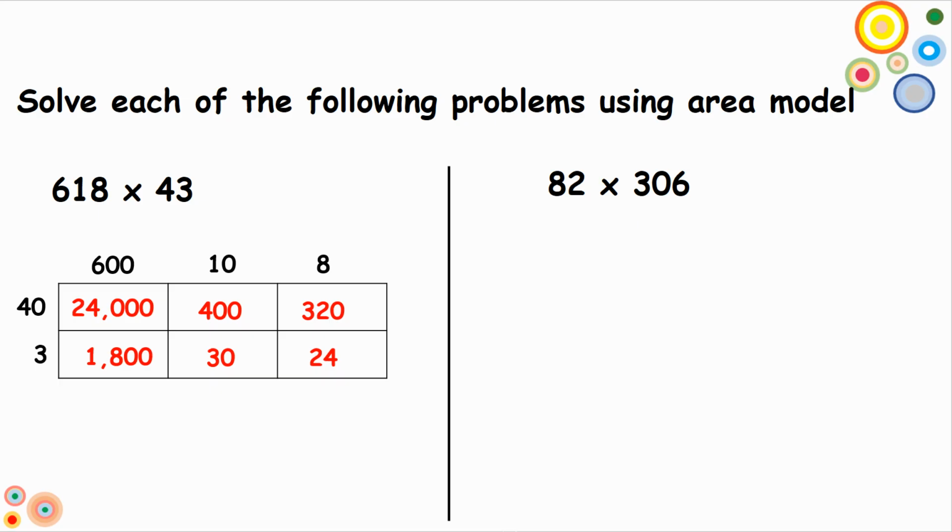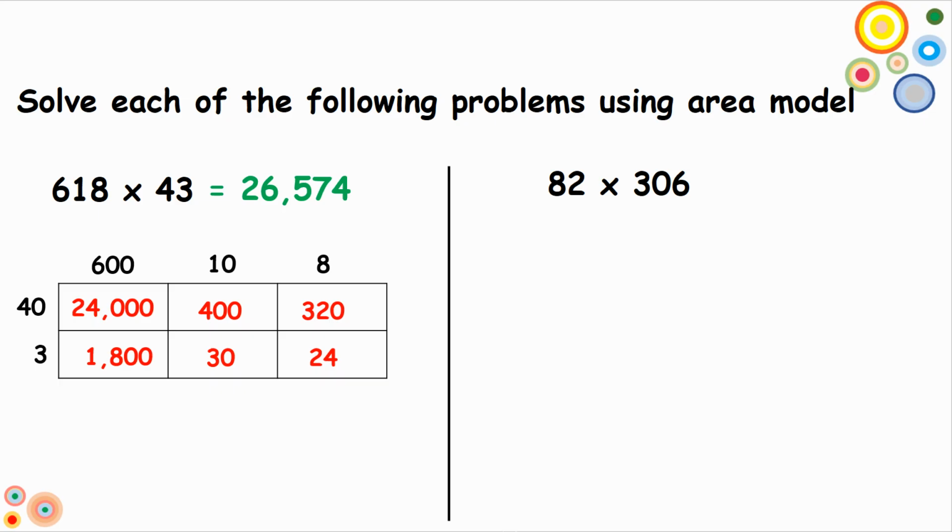If we multiply each other, 4 times 6 is 24 and put 3 zeros as we know. 3 times 6 it will be 18 and 2 zeros. 3 times 10, 30, and 4 times 10 it will be 400. 3 times 8, 24, and 40 times 8 equals 320. Sum all of these products, do it by yourself. Yes, equals 26,574. Go to the next one, 82 times 306.